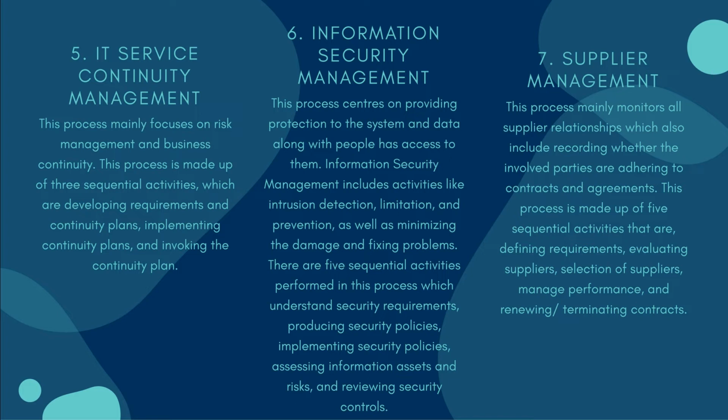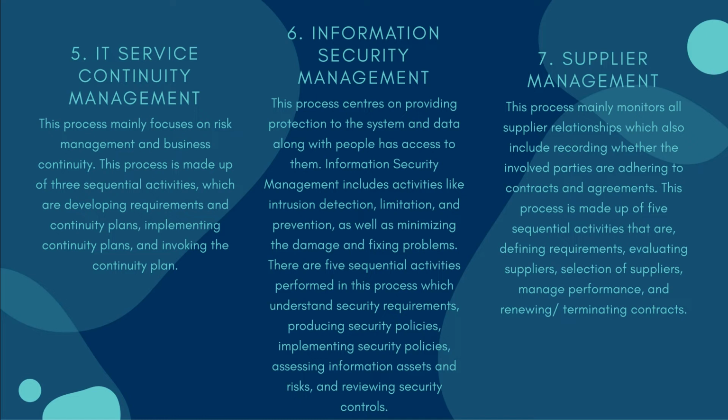6. Information security management. This process centers on providing protection to the system and data along with people who have access to them. Information security management includes activities like intrusion detection, limitation, and prevention, as well as minimizing the damage and fixing problems. There are 5 sequential activities performed in this process which are understanding security requirements, producing security policies, implementing security policies, assessing information assets and risks, and reviewing security controls.